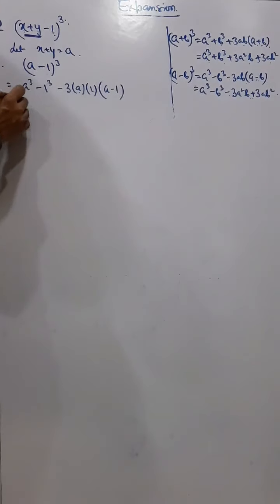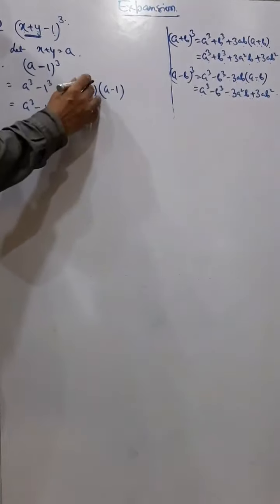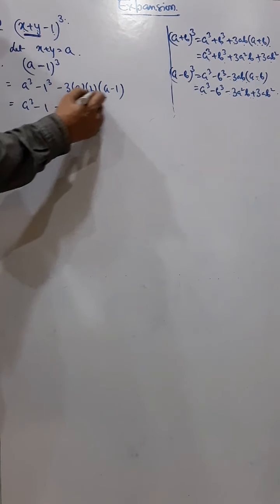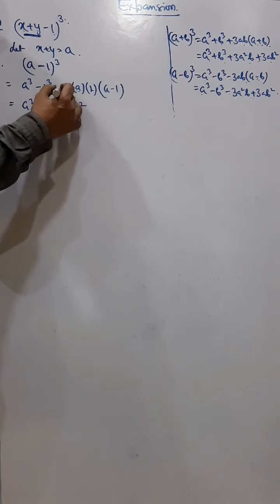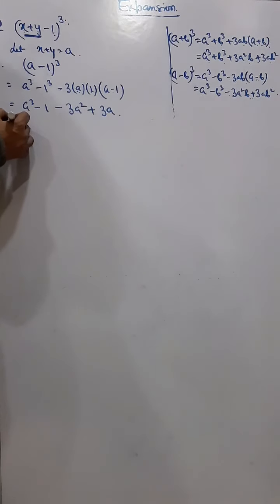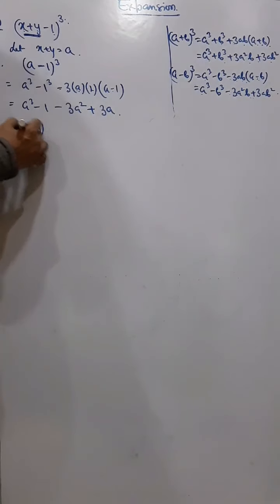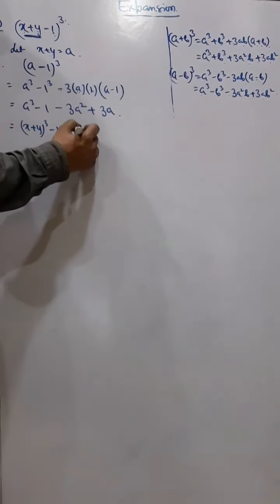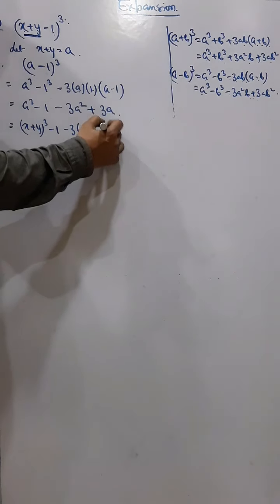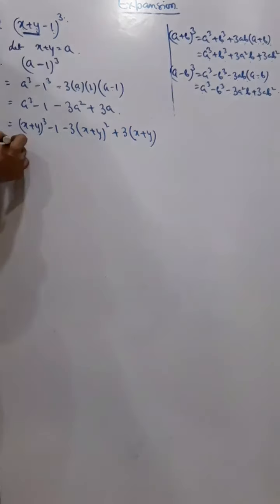Okay, now first, next line we'll put this, after simplifying this, a cube minus 1, so what you get, 3 into 1, so what you get, 3a into a, you get 3a square, and then minus minus you get plus 3a. Okay, and now you put this value, x plus y whole cube minus 1 minus 3 x plus y whole square, and then plus 3 x plus y, and simplify.